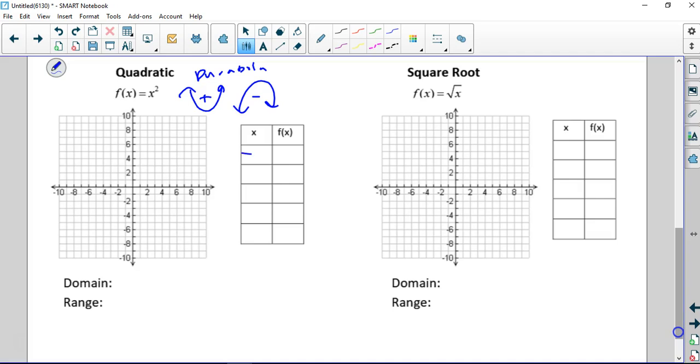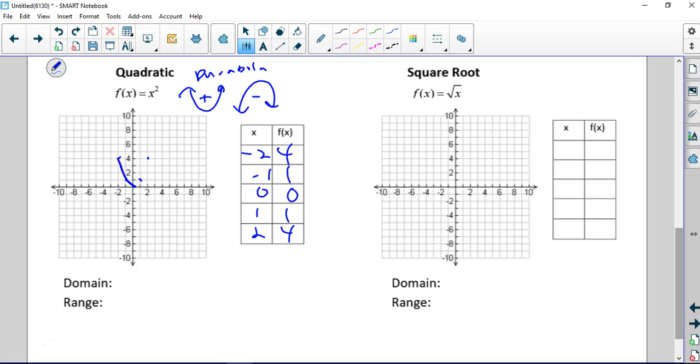Let me just say numbers. Negative 2, negative 1, 0, 1, 2. And I'm going to square that. So negative 2 squared is 4. Negative 1 is 1, 0, 1, and 4. So it's going to look similar. Negative 2 is going to go up to 4. Negative 1 is going to be here. 0, 0, 1, 1, and 2, 4.